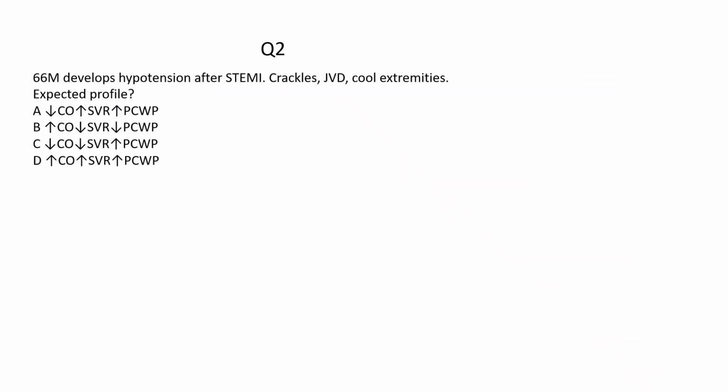Okay, for the next question, we have a 66-year-old male who develops hypotension after a STEMI. He has crackles, JVD, and cool extremities. What's the hemodynamics? So take a moment and pause here. We're going to jump into the question. So hypotension after STEMI, and there's crackles, JVD, and cool extremities.